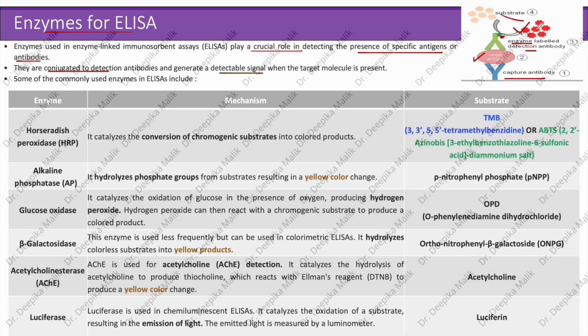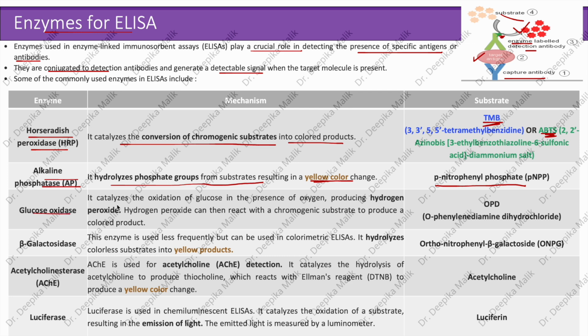producing a colored product, giving an indication that there has been a positive binding. Now some of the commonly used enzymes in ELISA include, as you can see in the table, horseradish peroxidase, which catalyzes the conversion of chromogenic substances into colored products. Substrate used for this is TMB or ABTS. Alkaline phosphatase, which hydrolyzes phosphate groups from substrates, resulting in a yellow color change. The substrate used for this particular enzyme is p-nitrophenyl phosphate.